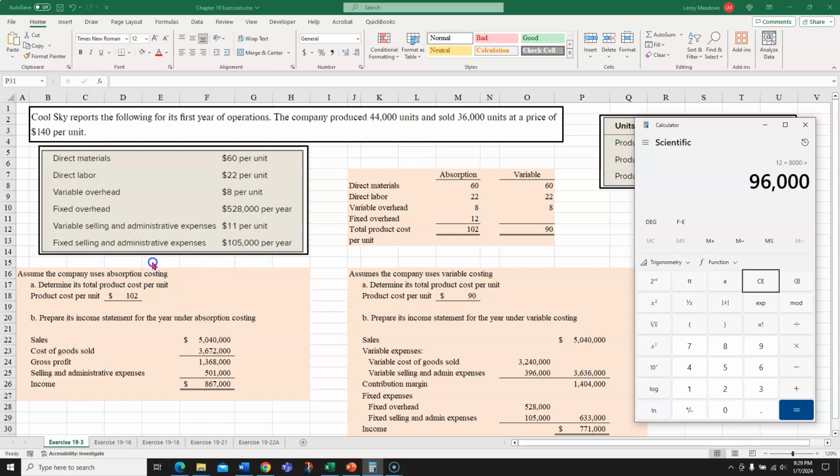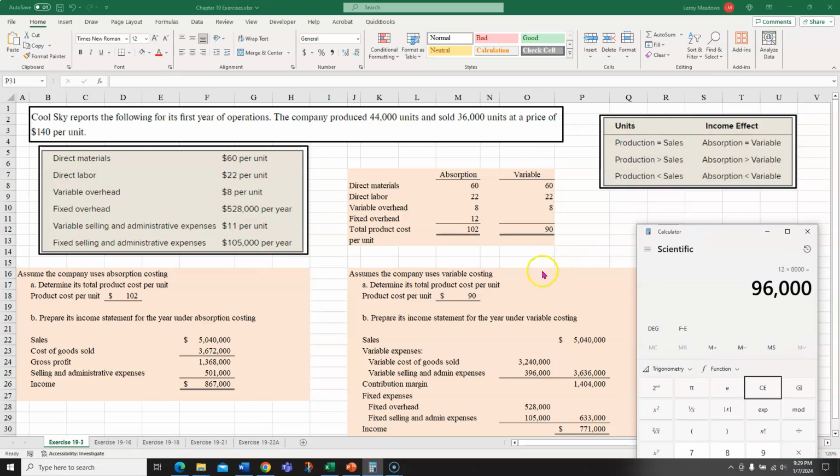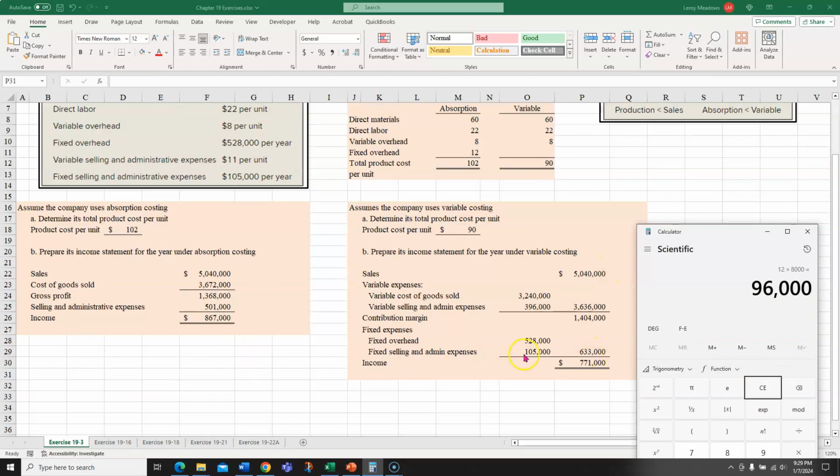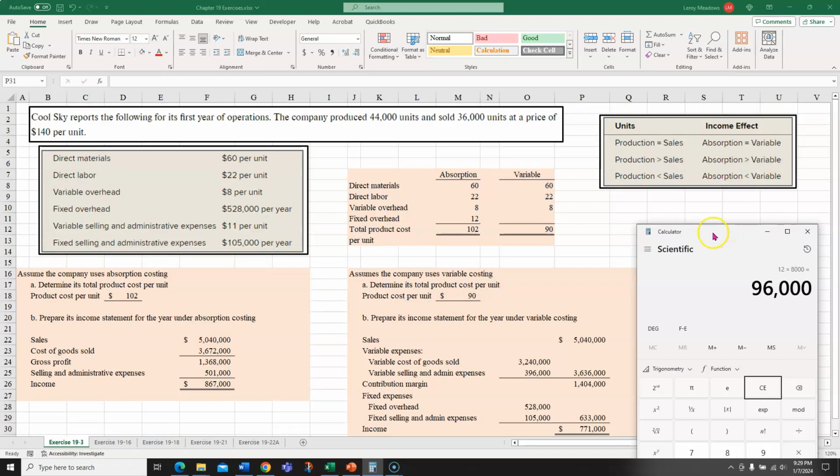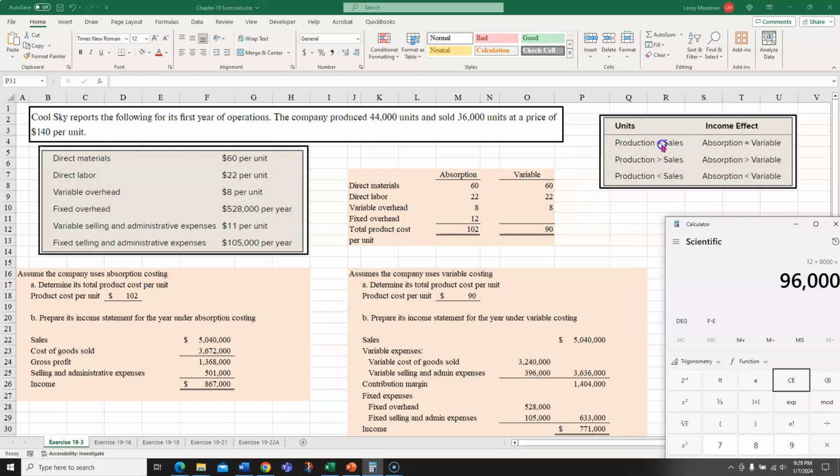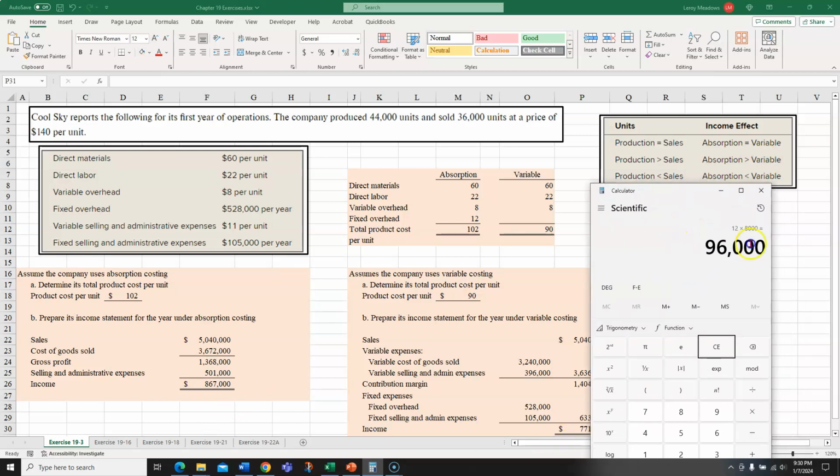Now, if we sell those 8,000 units in the next period, I'm going to expense those off, and if I produce less next month than what I sell, then the results will be flipped. My variable costing income will be higher than my absorption costing income. But for now, because I produced more than I sold, my absorption income is higher than my variable income, and we just saw that attributed to fixed manufacturing overhead that's in ending inventory.